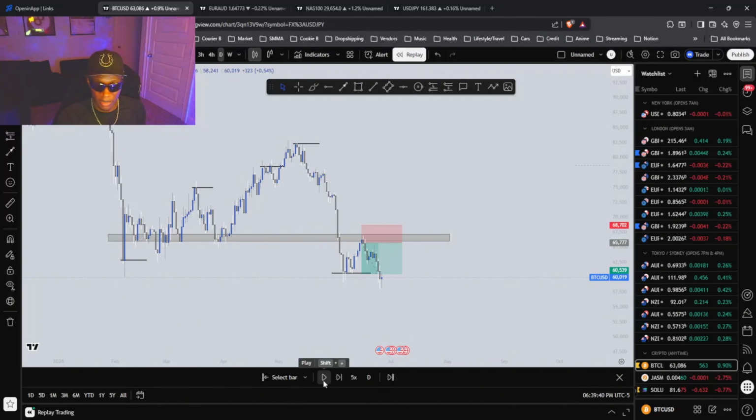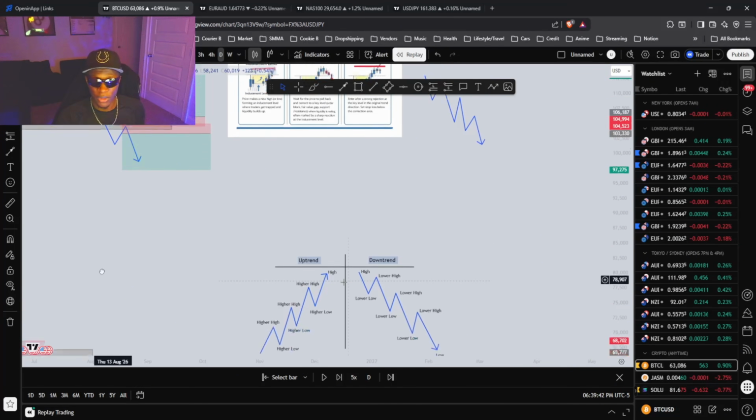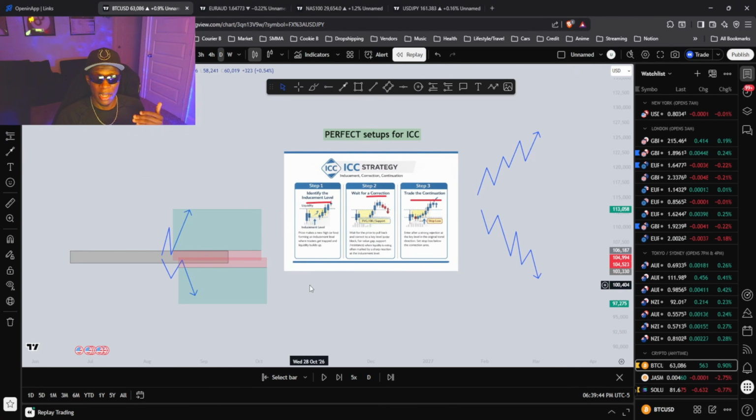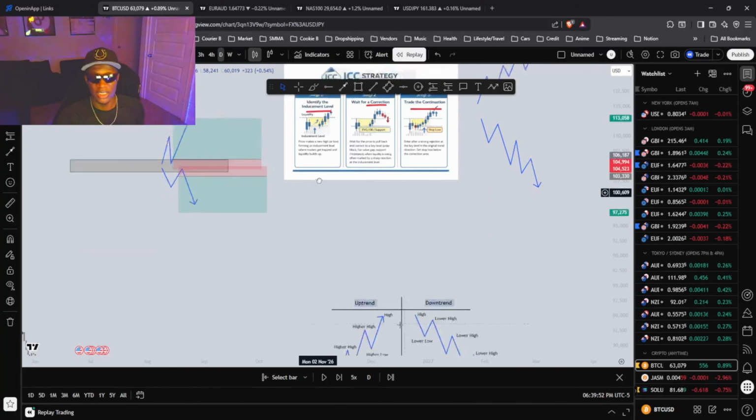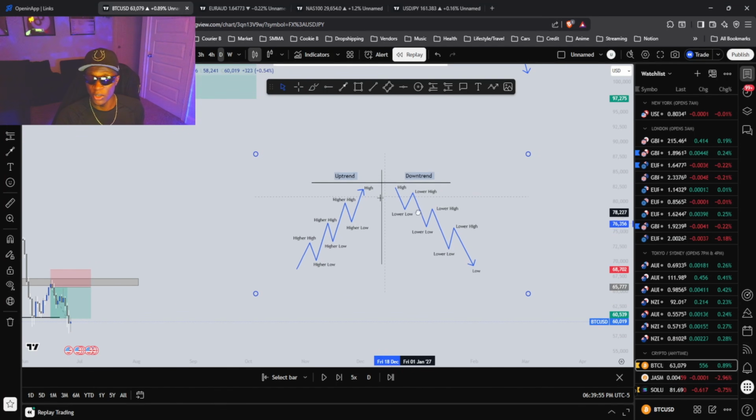Completely smacked our TP. You see how simple that is? What do we use in our favor? We use ICC: indication, correction, and continuation. We use support, resistance, and we also use market structure and trends.